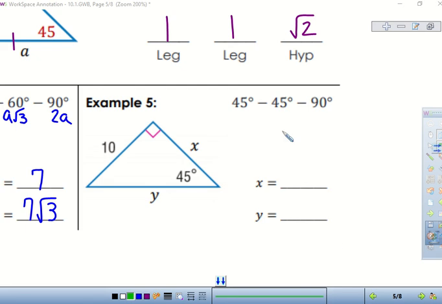So example 5 is a different type of triangle. It's a 45, 45, 90, which has different side ratios. So this is going to be A, and A radical 2. Once we've identified that, we're going to figure out which side they give us. In this case, they gave us one of the small sides, which tells us that A is equal to what? 10. Now we notice that X and this side here are congruent, meaning that X is also 10.